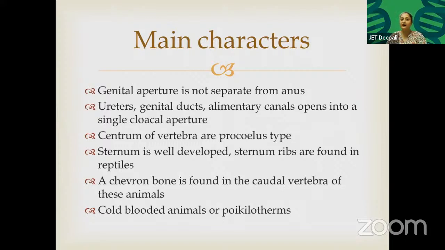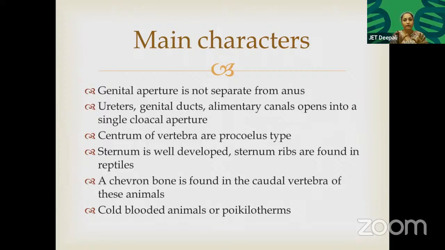Centrum of vertebra are procoelous type. That's why I have started my class today. What is procoelous, amphicoelous type of vertebra? Okay, centrum of vertebra are procoelous type. Sternum is well developed. Now, what is sternum? Sternum is the last rib cage, on which the diaphragm rests. A chevron bone is found in the caudal vertebra of these animals.